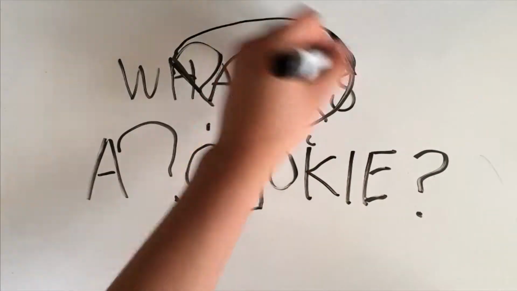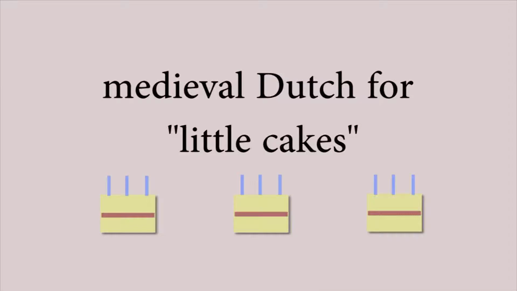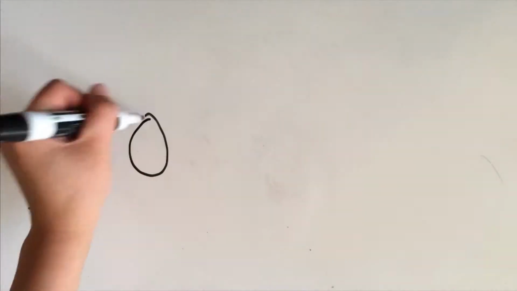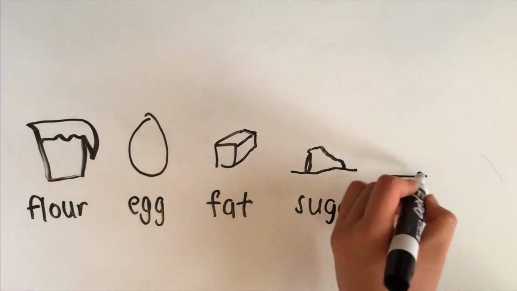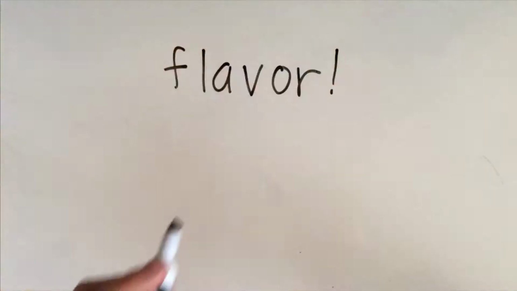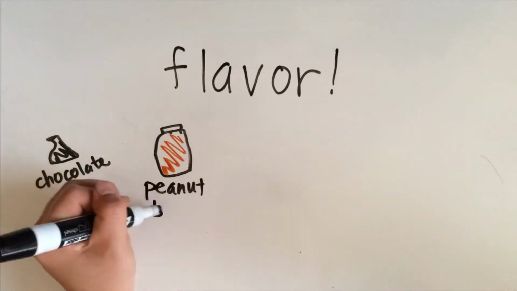But wait, what is a cookie exactly? The word cookie comes from the medieval Dutch term for little cake and is made up of 6 major components: flour, eggs, fat, sugar, leavening, and flavorings.